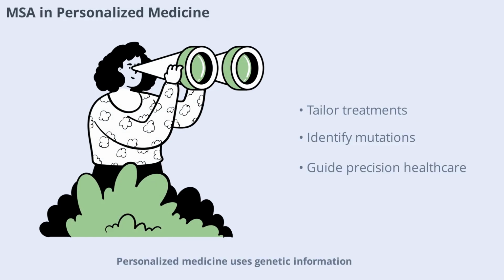Personalized medicine uses genetic information to tailor treatments to individual patients. MSA helps by comparing patient sequences to reference genomes, identifying mutations that may affect drug response or disease risk. This information guides treatment decisions and helps in developing targeted therapies, making MSA a valuable tool in precision healthcare.